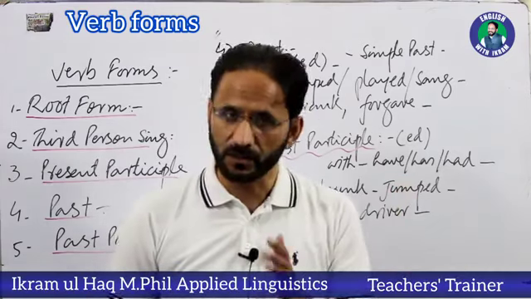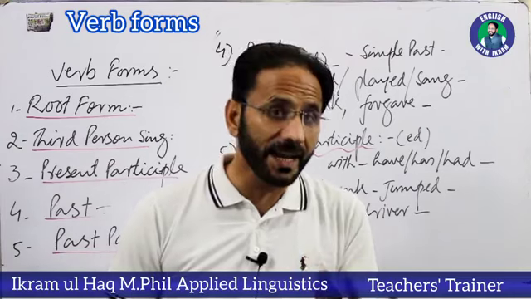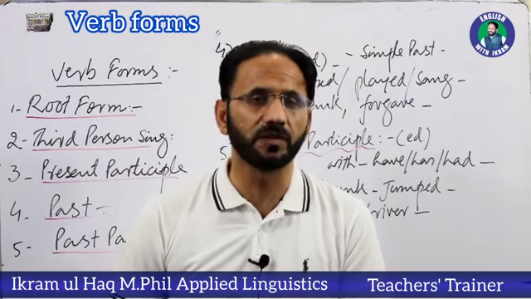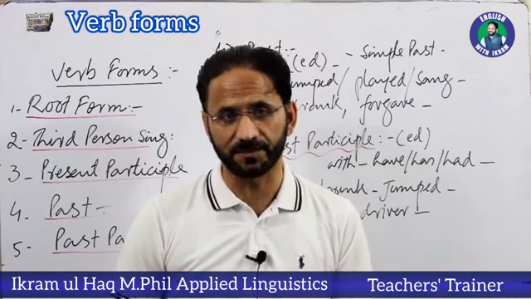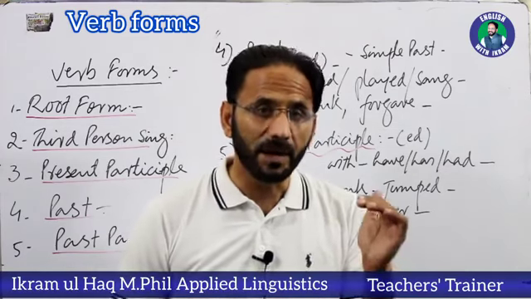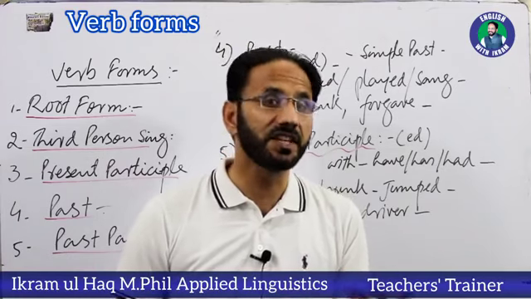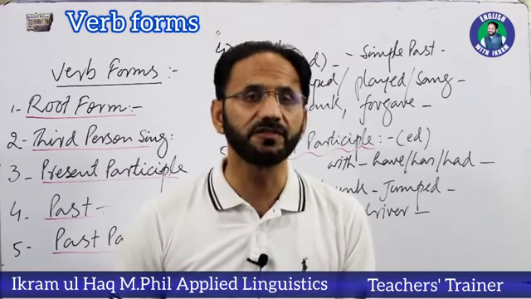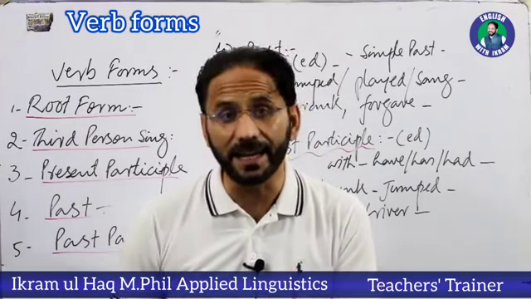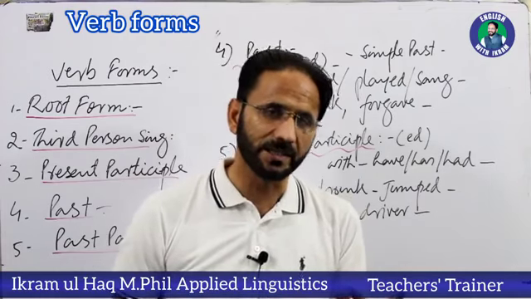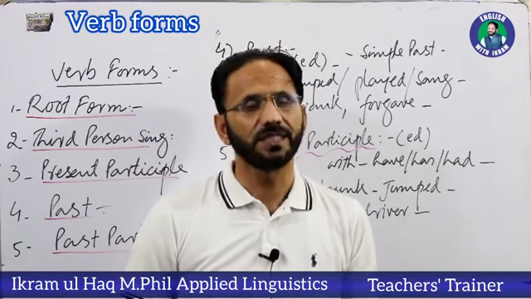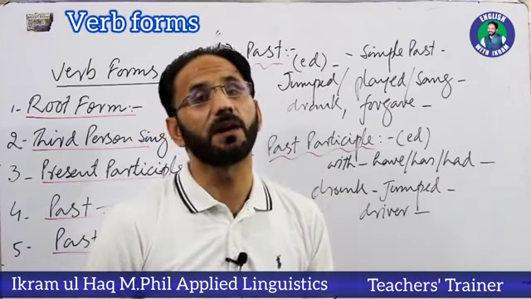Then drink, root form or base form, and past is drank. Right? We use this form of the verb, past form of the verb, only in simple past tense. Is that clear? Base form is, for example, cry, and past tense is cried. Base form is drink, past is drank. Base form is forgive, past is forgave. Base form is sing, past is sang. Base form is, for example, jump, past is jumped. So this is the 4th form of the verb, that is past.